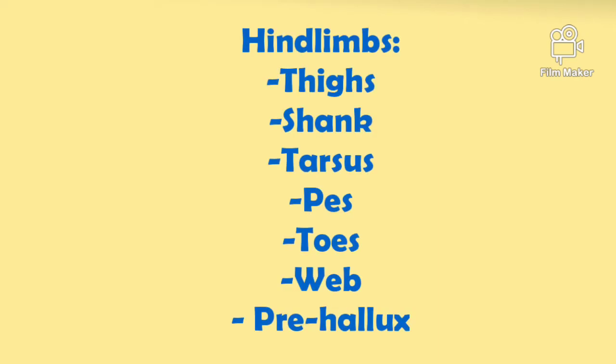Now, moving on to the hind limbs, under the appendicular region. Under the hind limbs, there are multiple parts as well, such as the thigh, the shank, the tarsus or ankle, the pes or foot, the toes, also known as digits, the web, and the pre-hallux, which is the small sixth toe. That may or may not be missing, by the way, so be careful of that.